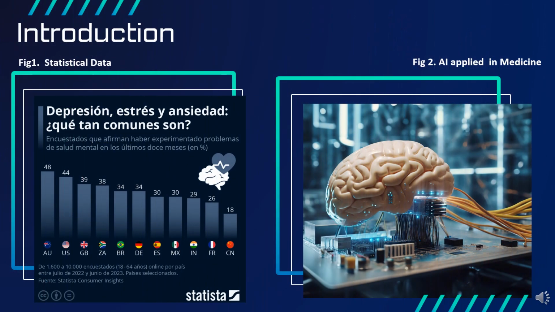I will start with the introduction. Currently, one of the main causes of death in the 15 to 29 age group is depression. Some data obtained by the World Health Organization indicate that every year 700,000 suicides are registered because of it.